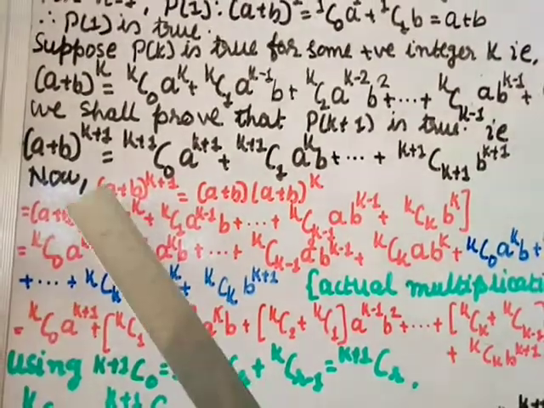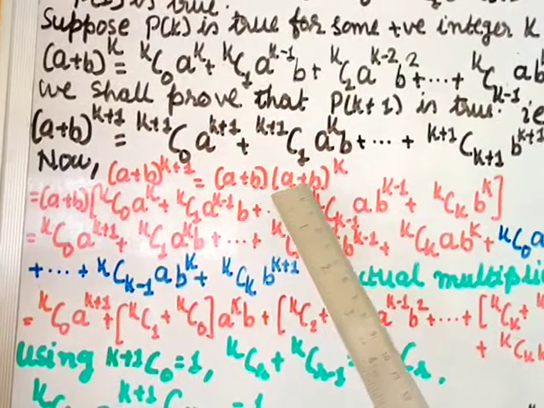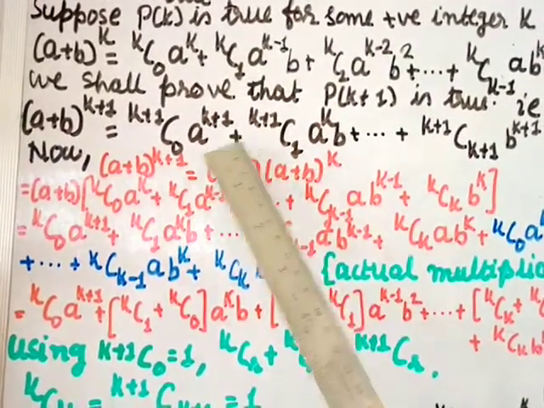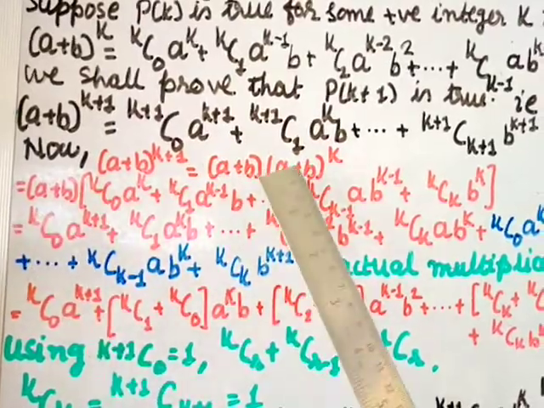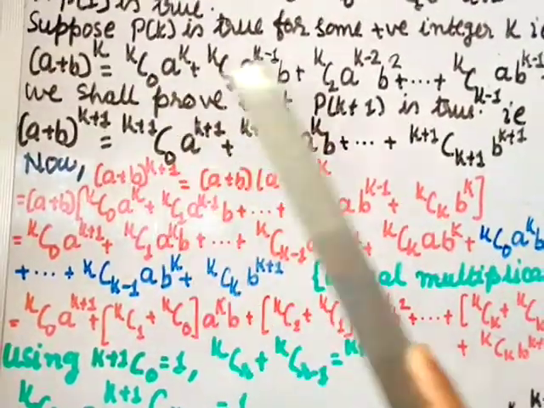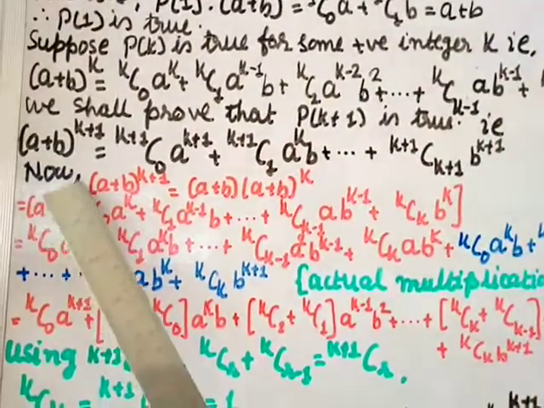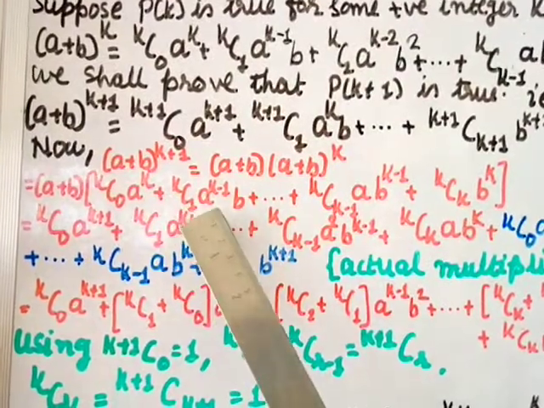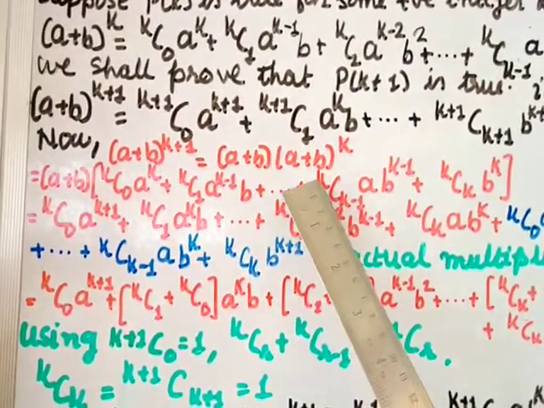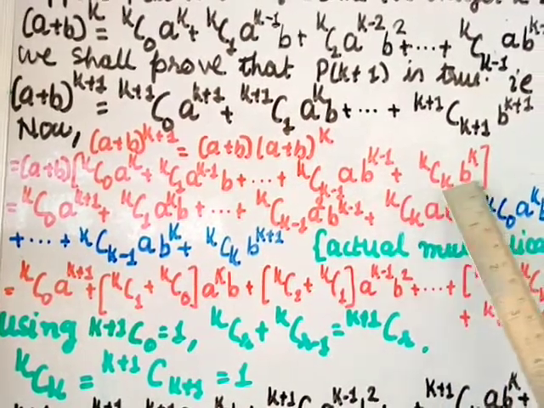So let us start with (a + b)^(k+1). This I can divide as (a + b) into (a + b)^k. The (k+1) power is together here, so this is separated. Now this you keep as it is, and (a + b)^k we have to use from here. So place this value (a + b)^k in the bracket: kC0 a^k + kC1 a^(k-1) b + ... + kC(k-1) a b^(k-1) + kCk b^k.